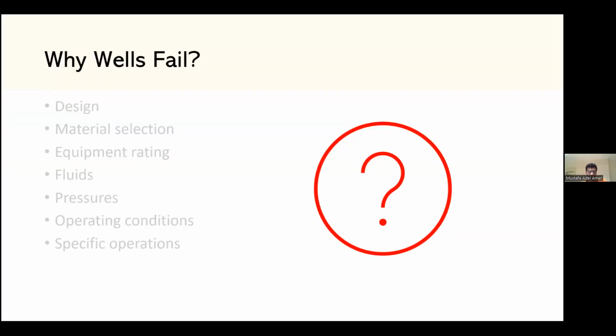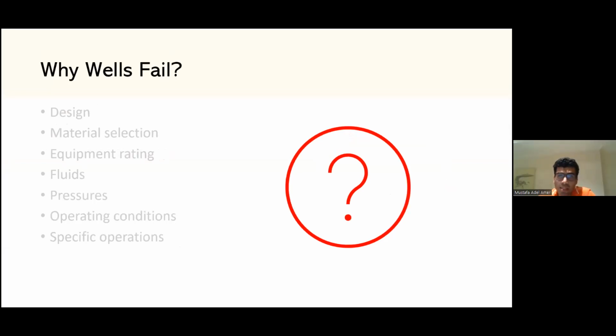Why do wells fail? We have wells made out of steel, well designed, with strong materials, but they fail in the end. They fail because of the interaction between design, operating environment, the rating of their equipment, the pressures, the operating conditions, and the way we treat them. Putting this all together can make the steel, the very hard material that you can see on the surface, very brittle, very soft, corroded, and make it fail.